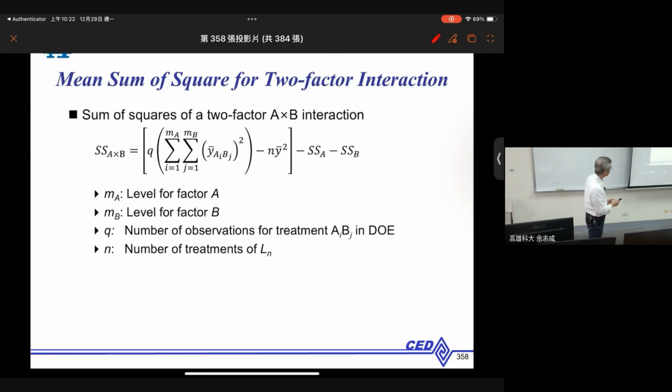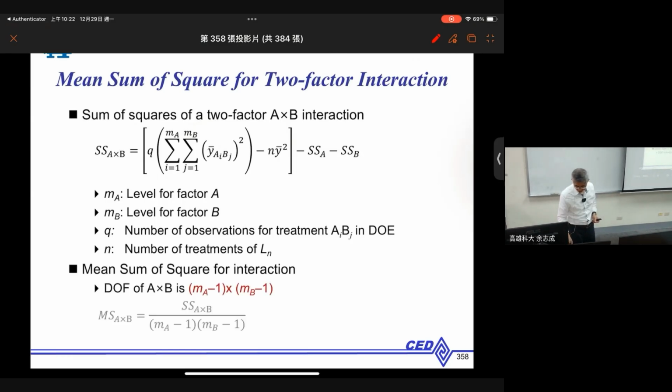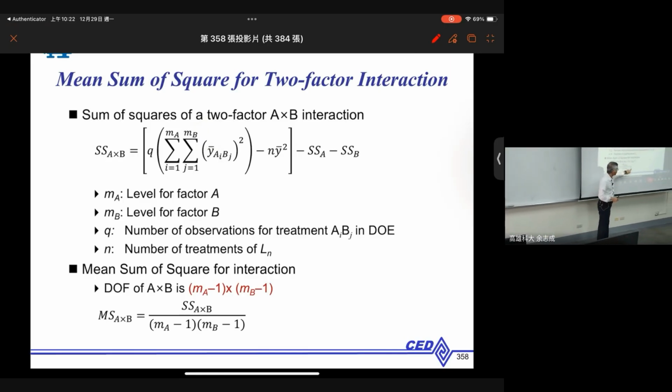So here, this is the equation we are going to use to calculate the sum square due to interaction AB. And the mean sum square will be divided by the degree of freedom for this interaction. If A is labeled MA, B is labeled MB, the degree of freedom for this interaction will be MA minus 1 multiplied by MB minus 1. So the mean sum square will be the sum square divided by the degree of freedom.